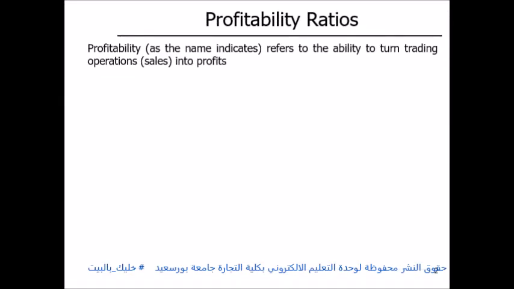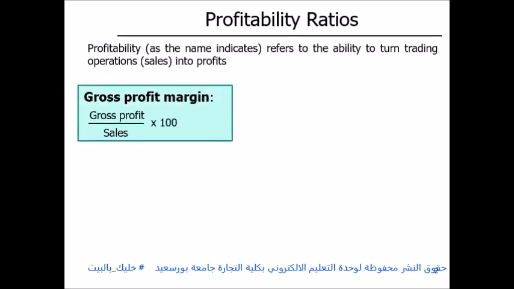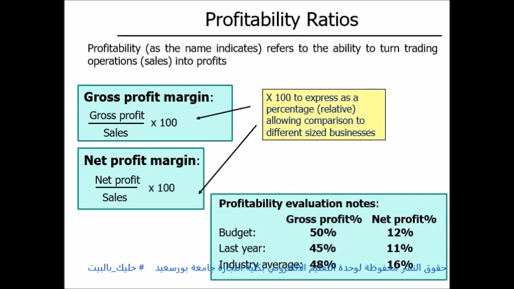Profitability refers to the ability of the company to turn trading operations into profits. There are two main ratios in the profitability ratios. The first one is gross profit margin, which is equal to gross profit divided by sales multiplied by 100. The second one is net profit margin. It's equal to net profit, from the name, net profit divided by sales multiplied by 100.